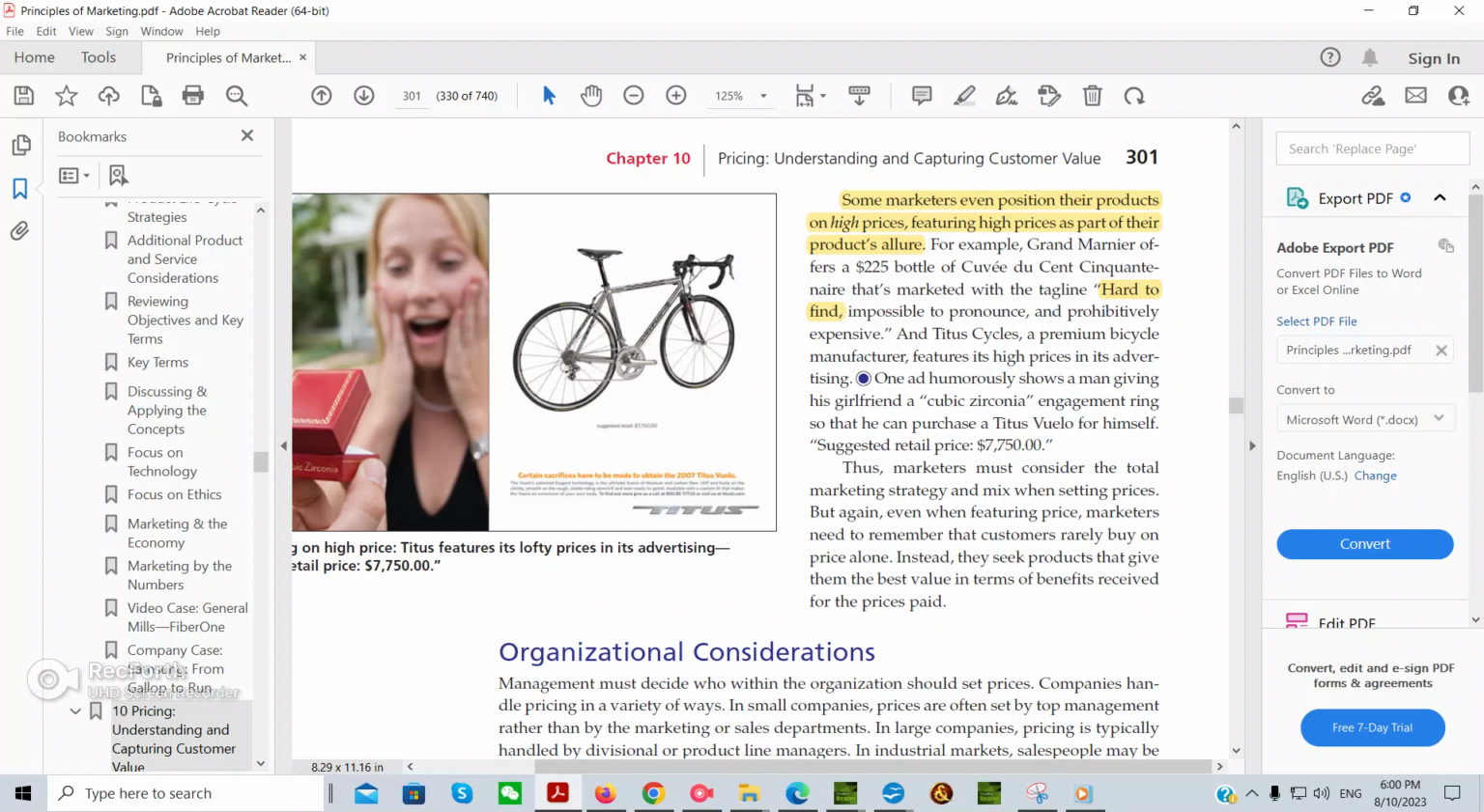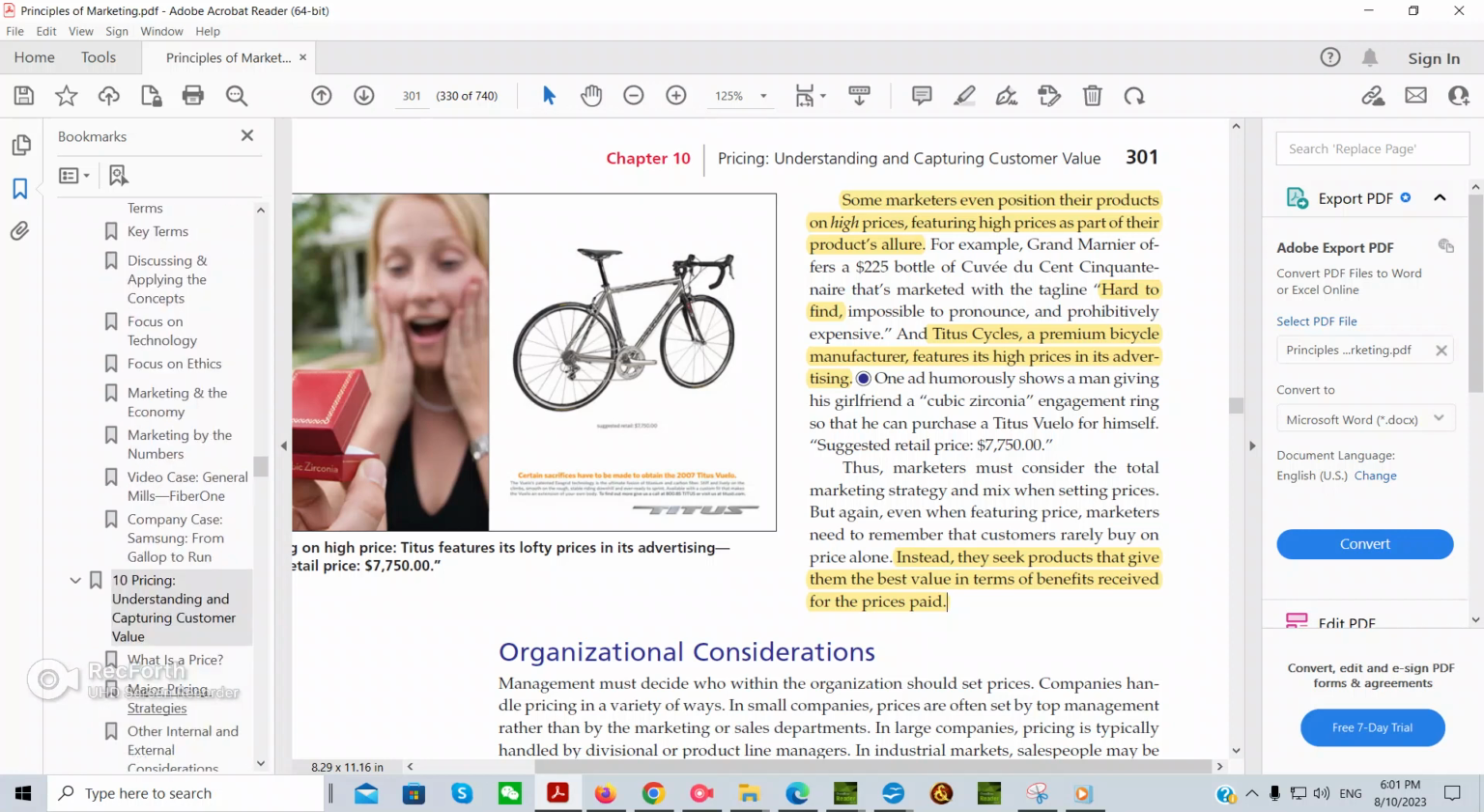Prestige has to do with the name, the branding. And Titus Vehicles, a premium bicycle manufacturer, features its high prices as advertising. Why? Because some people buy it based upon the prestige of the price. Thus, marketers must consider the total marketing strategy and mix when setting prices. But again, even when featuring price, marketers need to remember that customers rarely buy on price alone. That's true. Instead, they seek products that give them the best value in terms of benefits received for the prices paid.